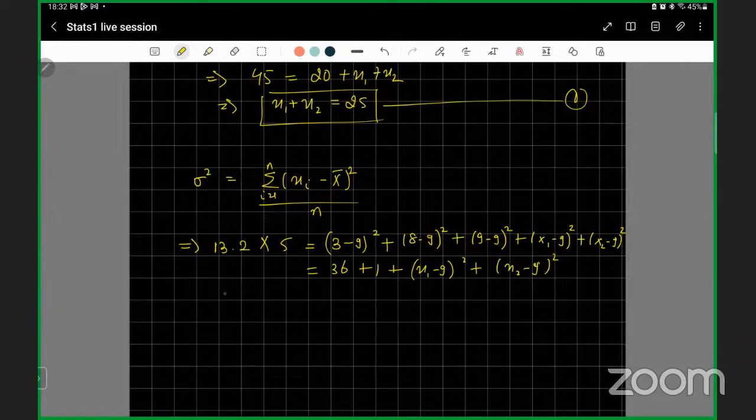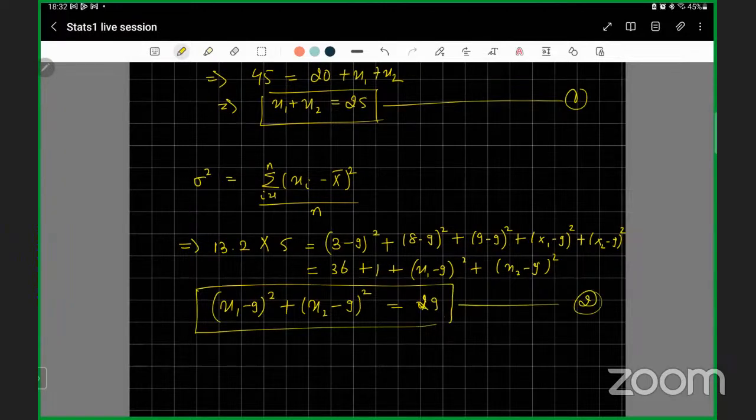66 minus 36. So this is going to be 30 minus 1, 29. Ma'am, but actually in sample variance there should be n minus 1 in the denominator. This is not sample variance, right? In the question it is given to be population variance. Oh, okay.